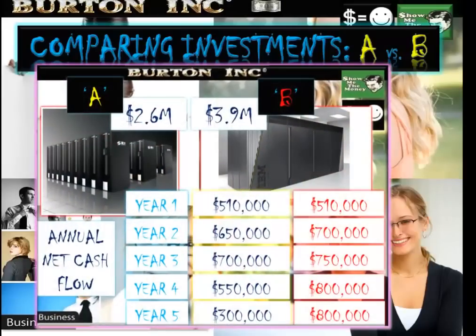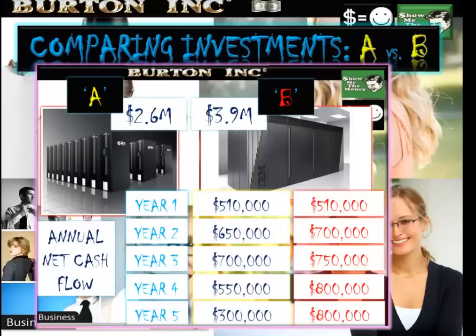So for example here, investment A and investment B, now they're both computer systems. Investment A, 2.6 million, investment B, 3.9 million. Across 5 years, they've got different annual net cash flows per year. So we can see in year one, investment A returns. Remember, this is running costs have been factored in. So this is the income that these assets are actually generating for the business minus the cost of running them.